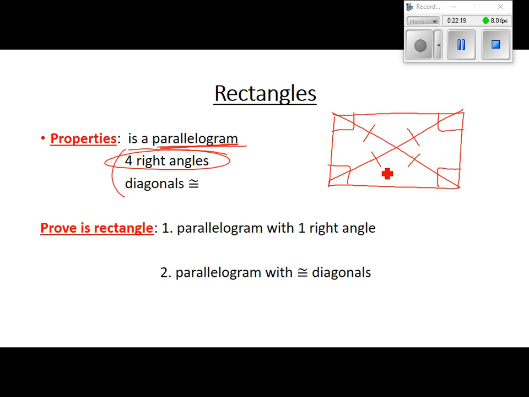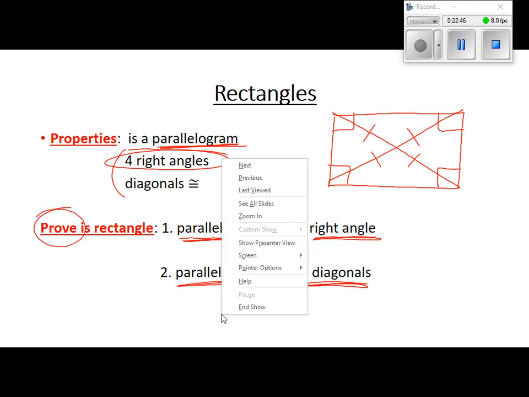If you want to prove something is a rectangle, first you prove it's a parallelogram, then you prove it's got a right angle, then it has to be a rectangle. A second way to prove it's a rectangle, prove it's a parallelogram, and show that the diagonals are the same length. The 2 diagonals are the same length, and then you could prove it's a rectangle. Some of you are probably happy you see this prove word, because that means we're not going to have to do all those 2-column proofs for this stuff.